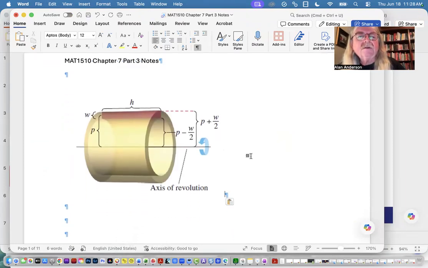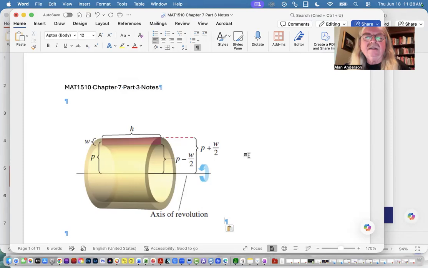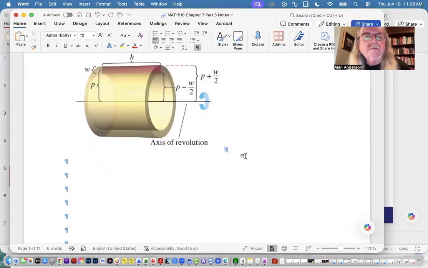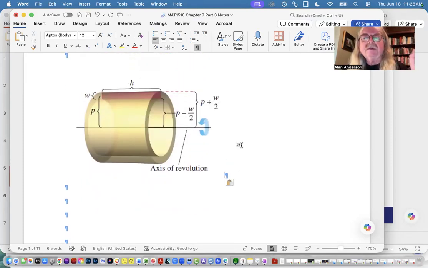So the reason why this one is so complicated is because the P, remember, is supposed to be the distance between the center of the representative rectangle and the axis of revolution. But here that isn't the same on both sides. If you notice, there's an outer part and there's an inner part. So we've got P plus W/2, or sorry, P minus W/2 and P plus W/2. Let me write this down somewhere.